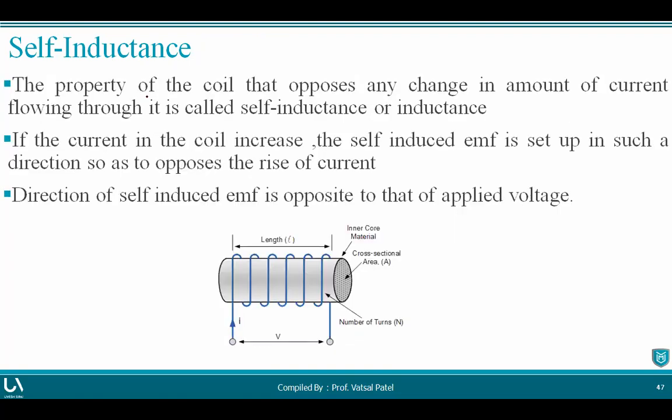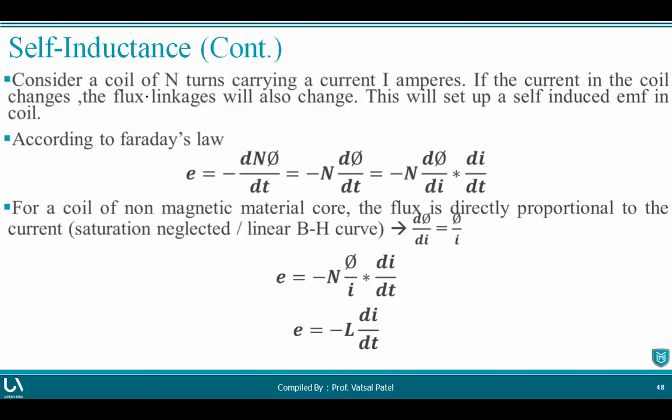According to this diagram, now we will derive the equations. Let us identify the notation: N is the total number of turns, L is the length of the coil, the inner core material has cross section area A, I is the current we are passing, and V is the applied voltage. Consider a coil of N turns carrying a current of I amperes.